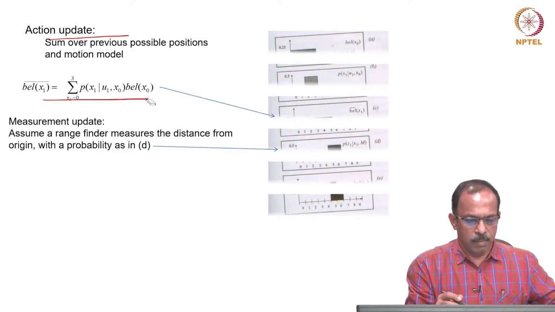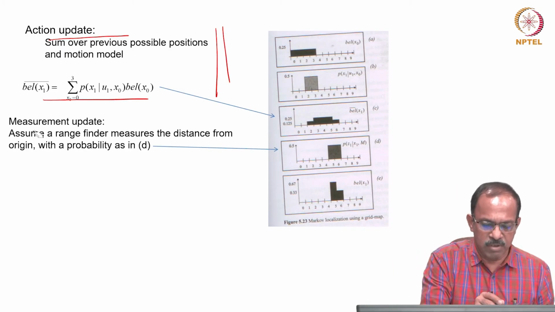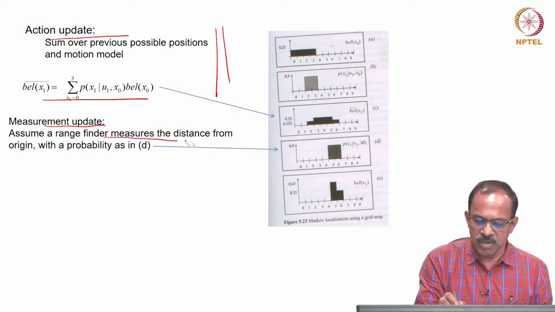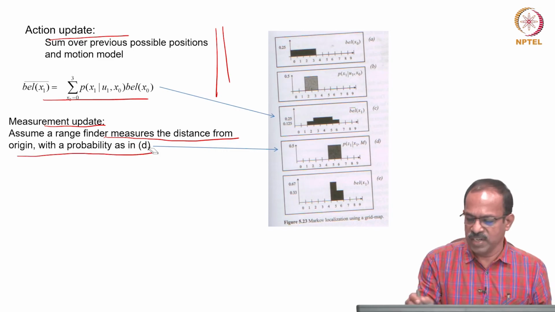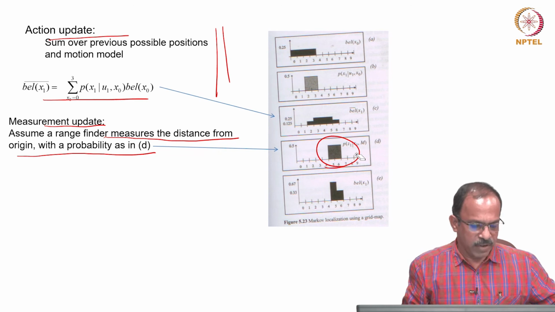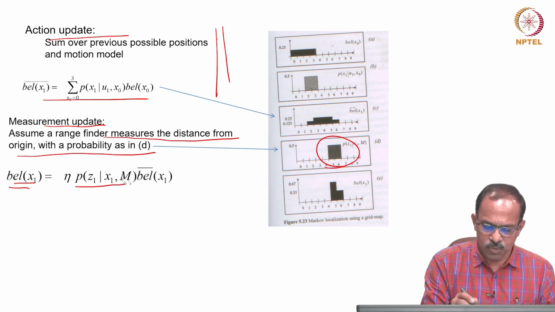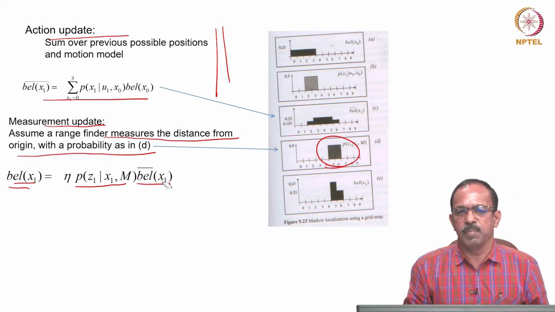The measurement update: the action update we already did. So, the measurement update is that a rangefinder measures the distance from the origin with a probability as given. So, this is the probability 0.5. Now, we find out the total probability belief x1 as P(z1 | x1, m) multiplied by belief x1.